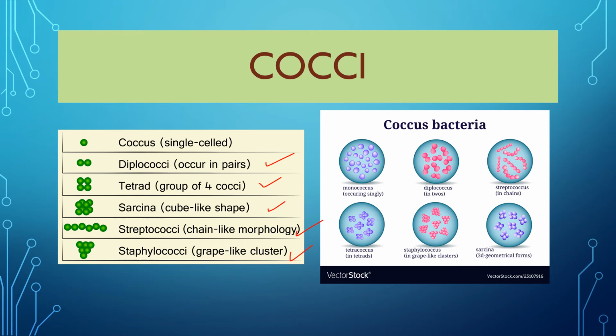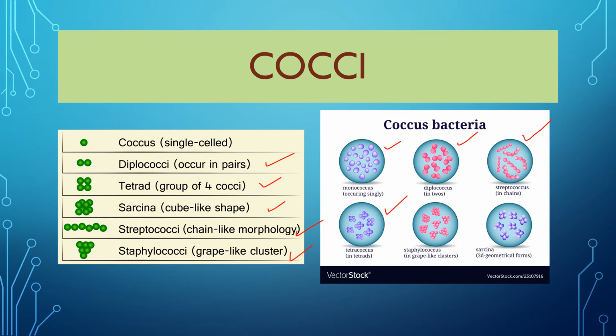If it is four in number, they are tetrad. And if it forms a cube-like structure, it is sarcina. And if a chain-like structure is formed, it is called streptococci. If a grape-like cluster is formed, it is called staphylococci. These are some more diagrams of the singly occurring cocci, monococcus. Then this is diplococcus. This is the chain-like structure called streptococcus.